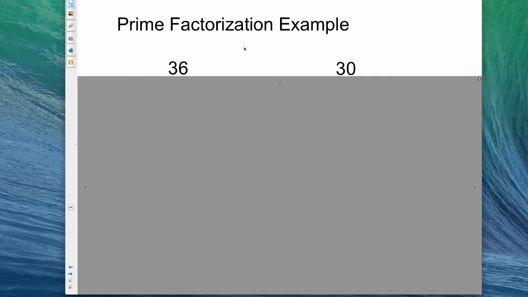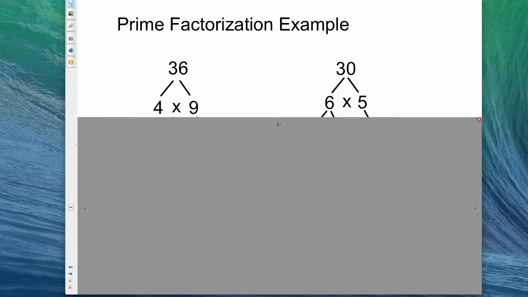Now, one of the best ways to go over prime factorization is just to show you an example. So here we have two numbers, 36 and 30. We start prime factorization by listing two numbers that multiply to make 36 and 30. So for 36, we come up with 4 times 9, and for 30, 6 times 5. Now we're going to break those down even further. We think of two numbers that multiply to equal 4, and two numbers that multiply to equal 9. We do the same thing for 6 and 5.